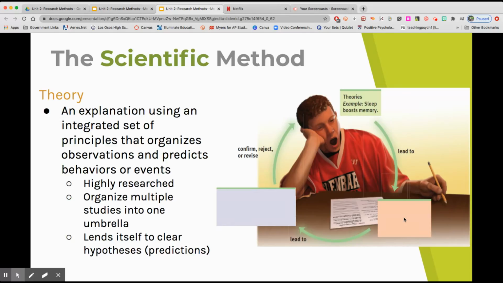Okay, so the example here, and we'll use this throughout, is the theory that sleep boosts memory. So before that theory was developed, there were multiple studies done that helped confirm that idea. Theory usually isn't just out of thin air. There's research to support it.